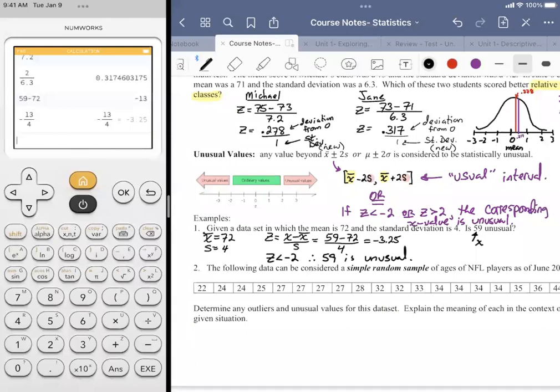All right. So the Z value is less than -2. So 59, because 59 is what gave us the negative 3.25, 59 is an unusual value based off of the mean and standard deviation of 72 and 4.